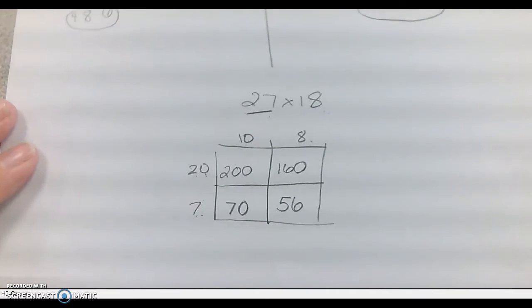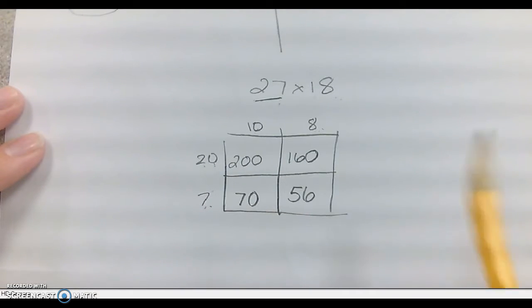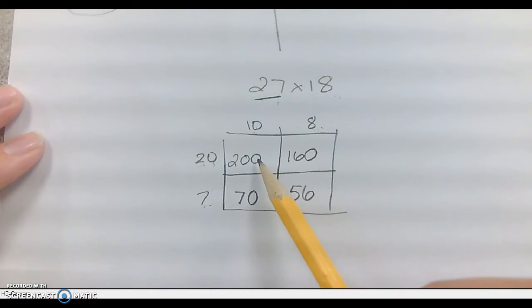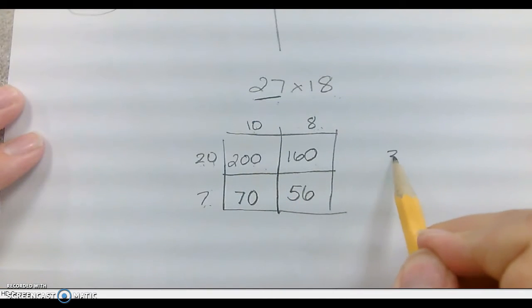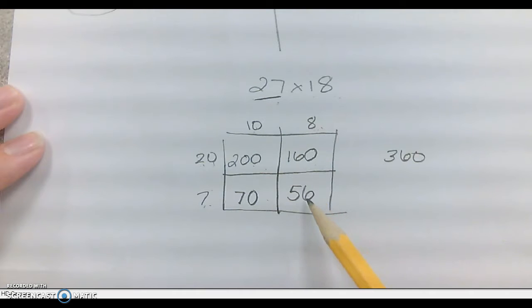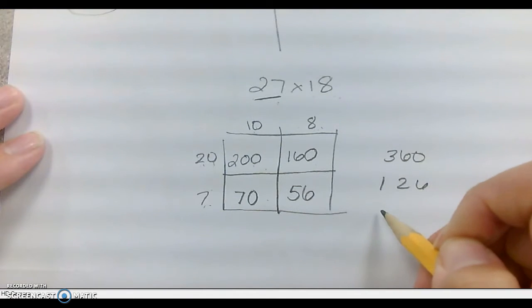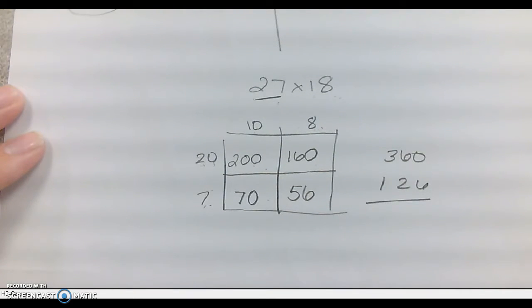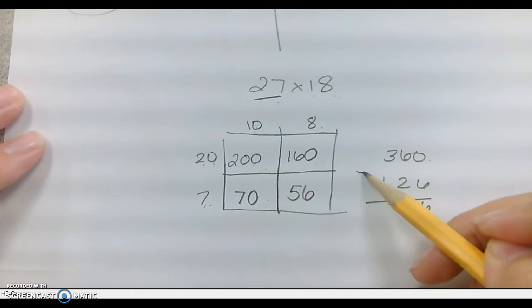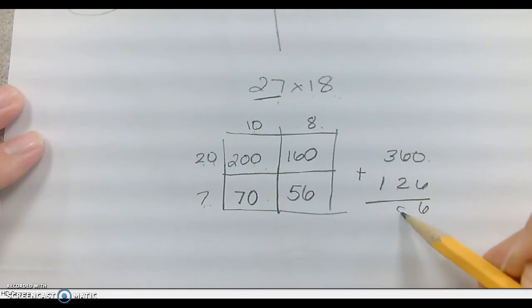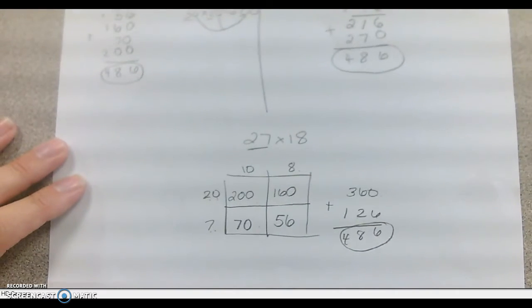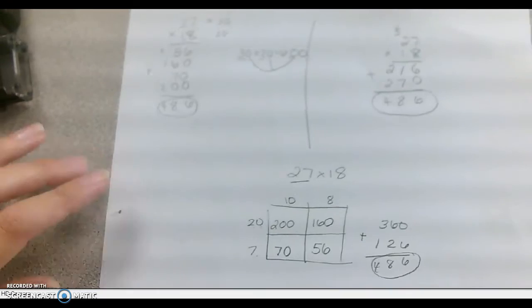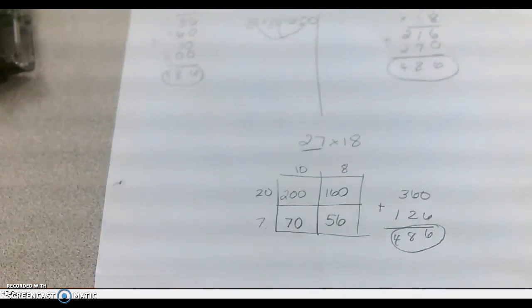Okay. So now, the last thing I have to do is add them together. I can do some of this mentally. 200 plus 160 is 360. 70 plus 50. Can you do it mentally? 126. Okay, and now I'm going to add them up. 486. And voila! I have 486 as my answer for all 3 different ways that I did this.